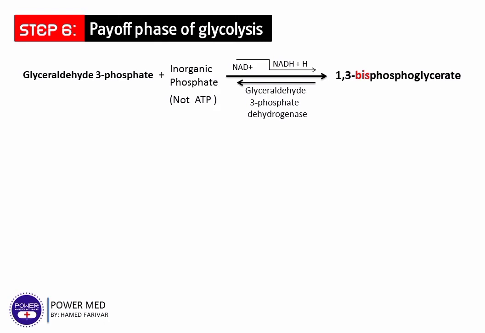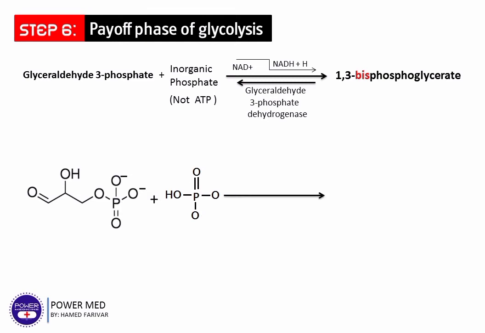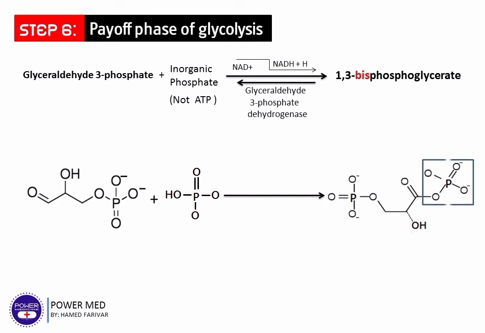If we take the structures into consideration, we can see here glyceraldehyde 3-phosphate, which has a phosphate group on carbon number 3 and reacts with inorganic phosphate to make 1,3-bisphosphoglycerate by attaching this inorganic phosphate group on carbon number 1, facilitated by glyceraldehyde 3-phosphate dehydrogenase, also accompanied with reduction of NAD to NADH.